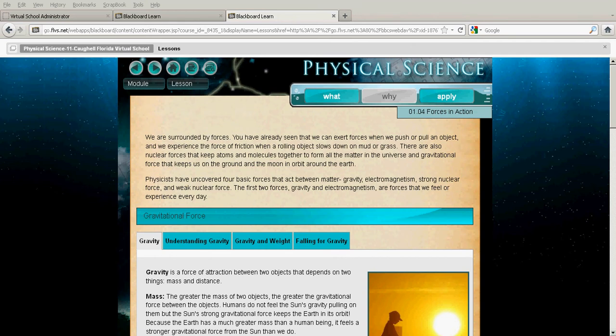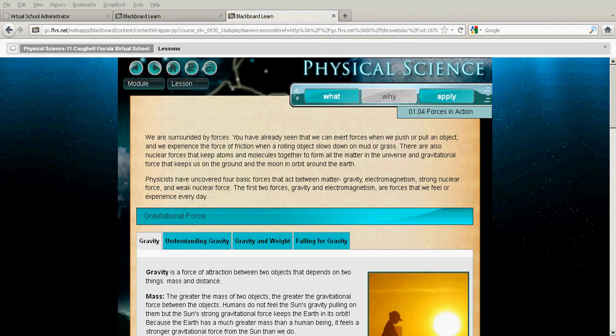104, we're going to talk about forces in action. We are constantly surrounded by forces. And we learned earlier in Module 1 that forces are simply pushes or pulls, which means we're exerting the force on an object. And we experience the force constantly of friction when a rolling object comes to a slow because we're pulling through grass or mud.